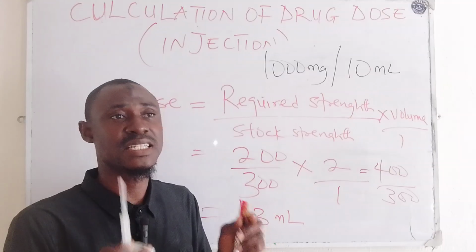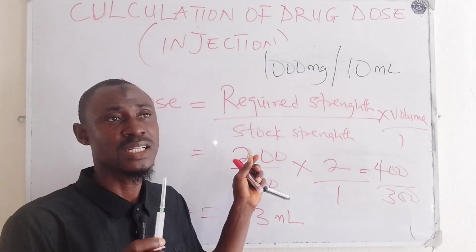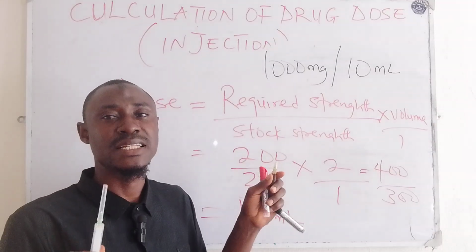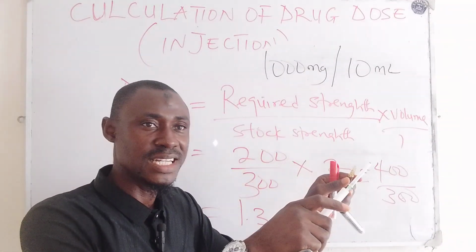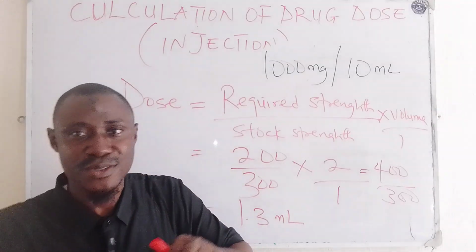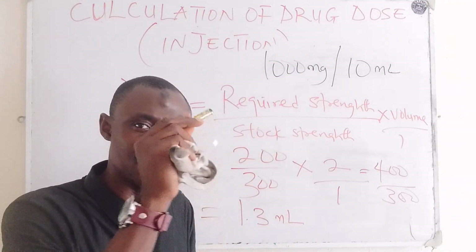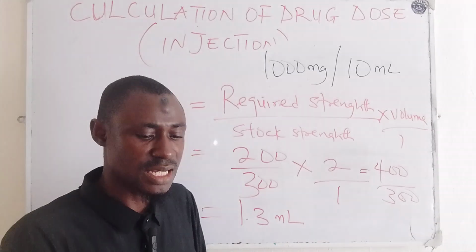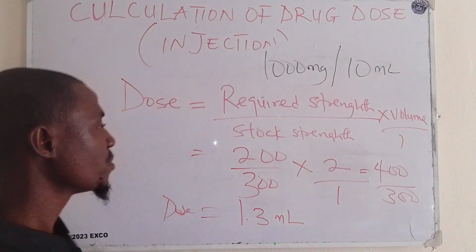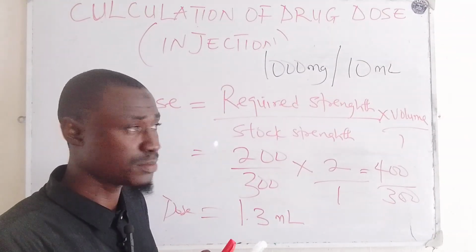If you are using this formula for calculating injection, then what you are aiming at is to convert the equivalent of milligram into what? Into mils, so that you can withdraw it. Because if you leave it in milligram, you cannot withdraw it from this ampoule. So that is just the basic information that you need to get. So I believe we have done that.